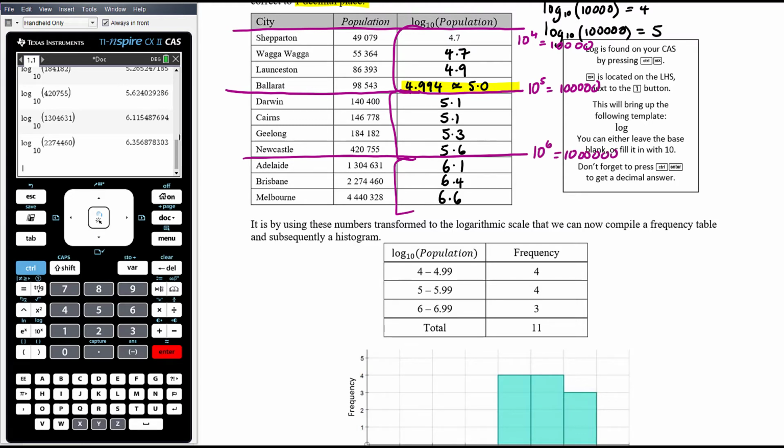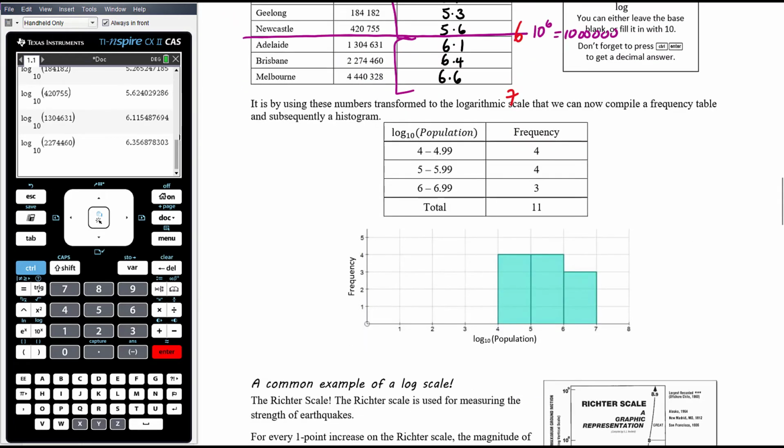So on the log scale, it's going to be 4, 5, 6, and obviously 7 down here would be 10 million. It's quite time consuming to bother typing all those numbers into the calculator. What you should be able to work out is which 2 powers of 10 this number is between to work out which group it goes into. So here we get our histogram.